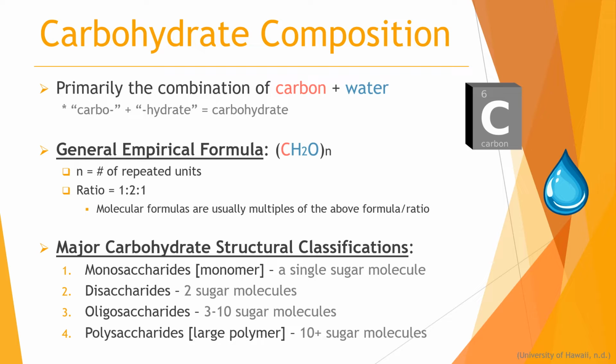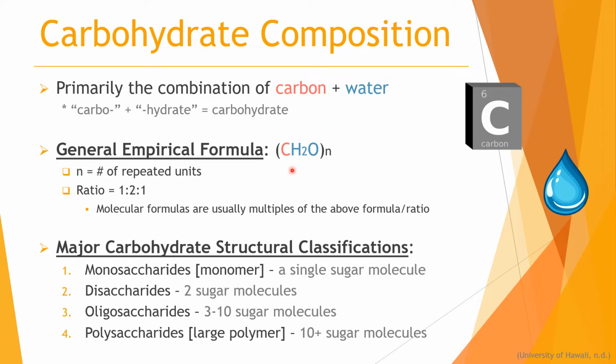So now that we know what a carbohydrate is, what is its composition really? To break it down, it's primarily just the combination of carbon and water smushed together. So basically, carbohydrate gets its name from its composition. Carbon would be the carbo, as you can see right here, and water is a hydrate because it's hydrating the molecule, and that's where we get carbohydrate.